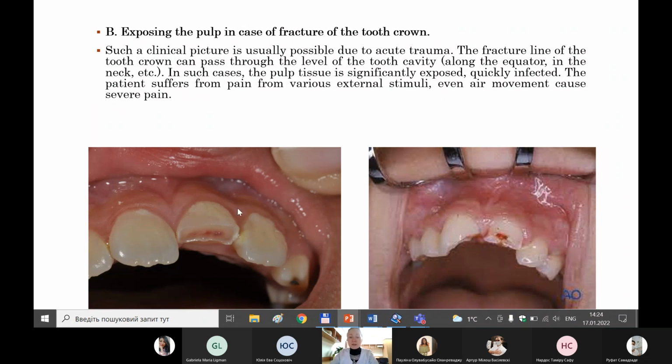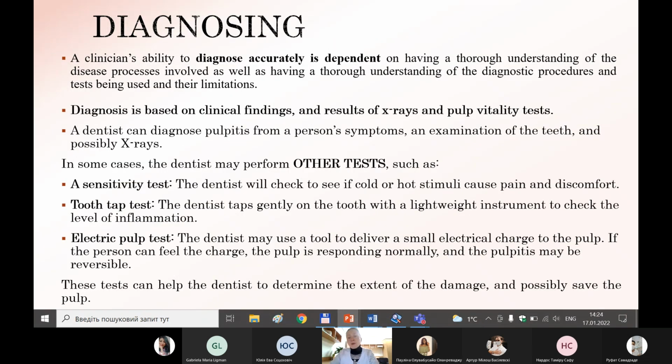So such fracture of the tooth crown can be by habitual trauma. Falling down, for example. Okay, so we have discussed all clinical signs and symptoms of different types of acute pulpitis. And now I just want to stop at diagnosing, few points about diagnosing of this disease.